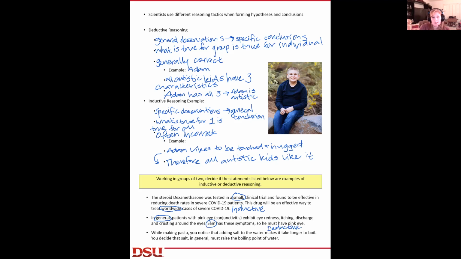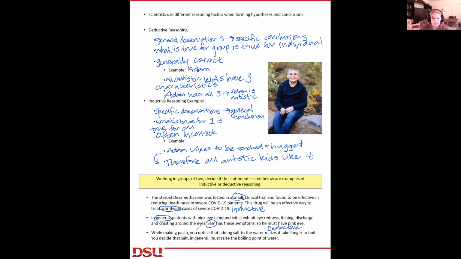Okay, next. While making pasta, you notice that adding salt to the water makes it take longer to boil. You decide that salt, in general, must raise the boiling point of water. Okay, let's take a look at this.